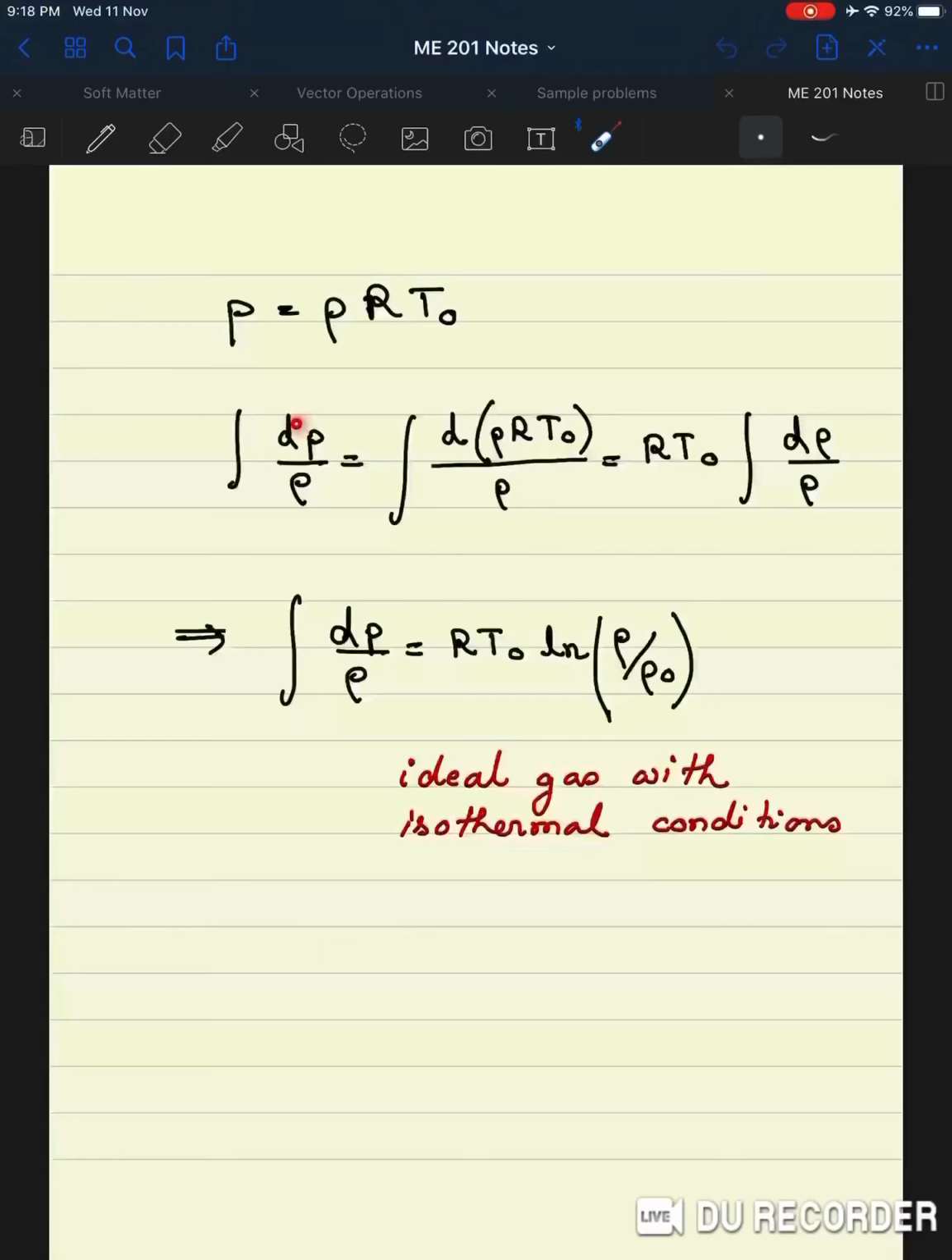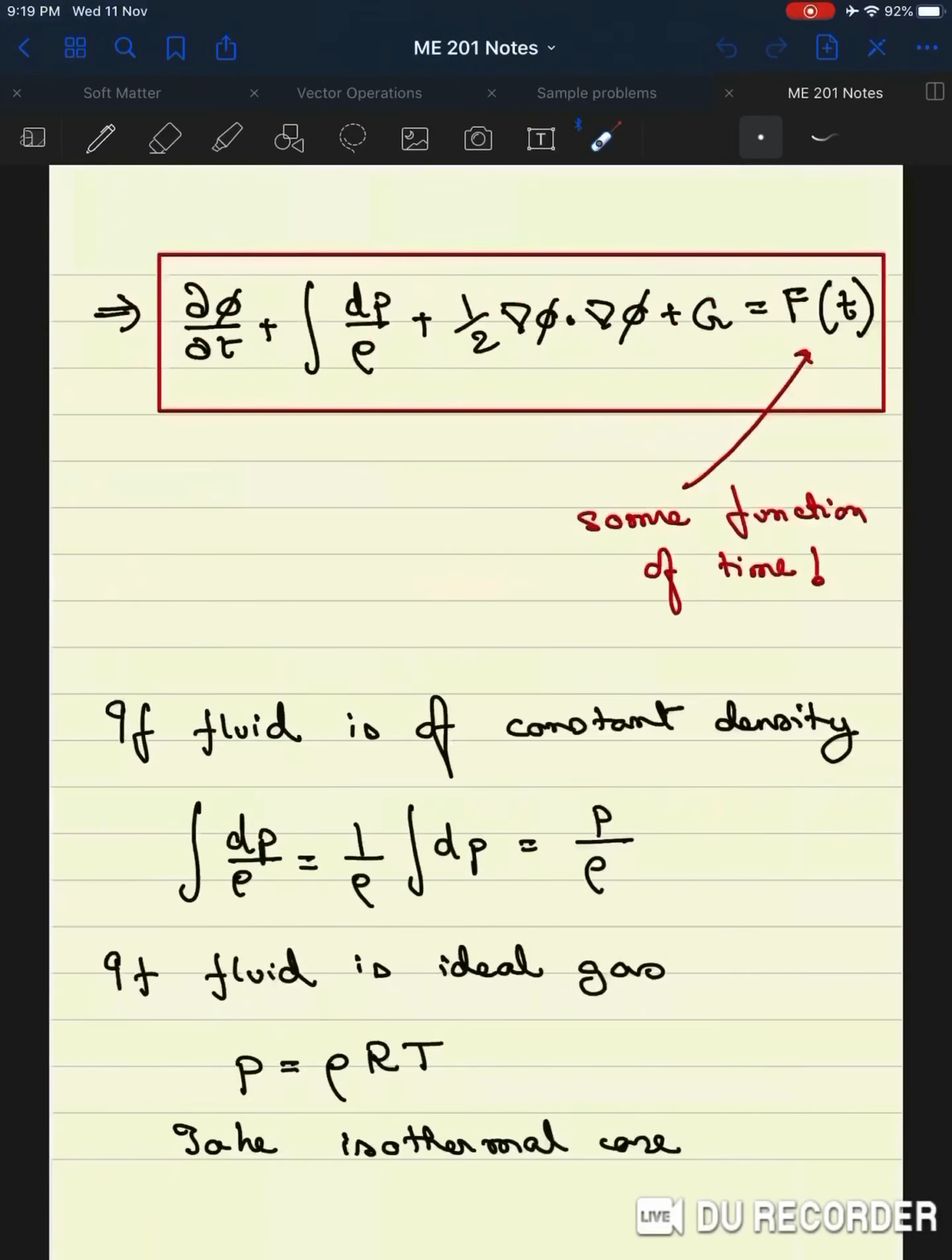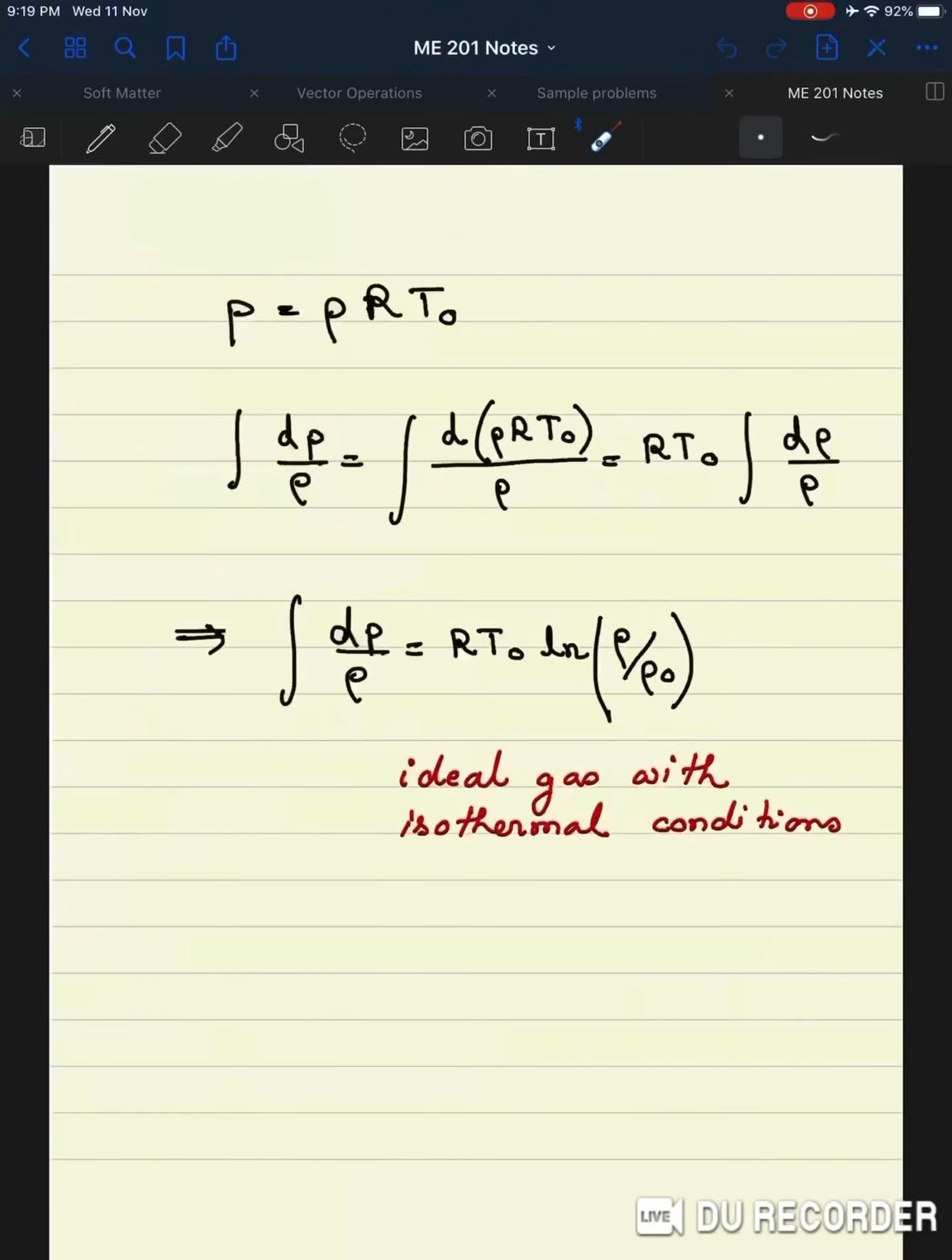So the integral of dp by rho, instead of dp, you can just put in the equation of state, and this T naught is, so the question was for an ideal gas with isothermal conditions. So you can just take the T naught out and you have d rho by rho, and this is a simple integration from there. Okay, so this is where we were supposed to stop in the last lecture.